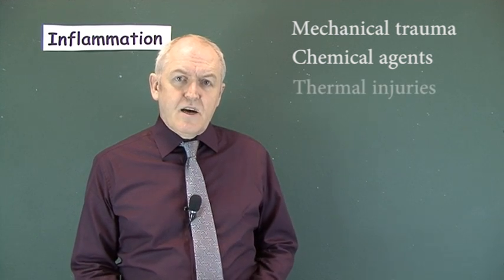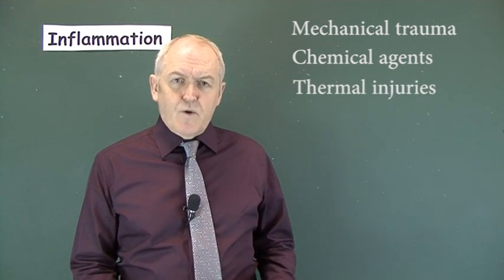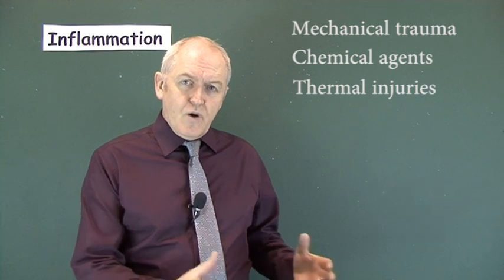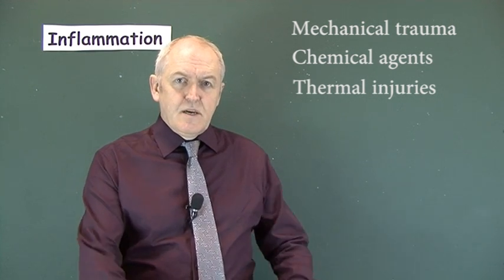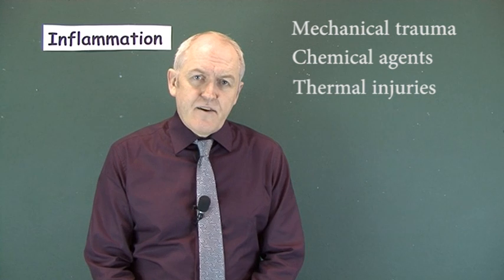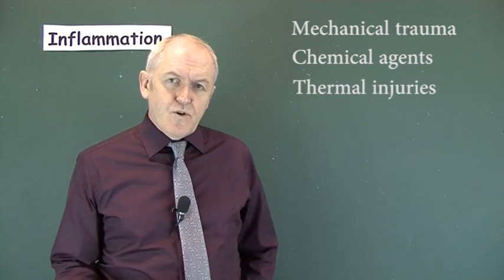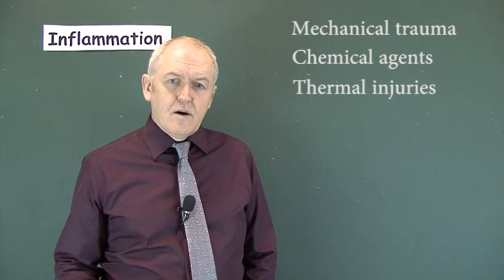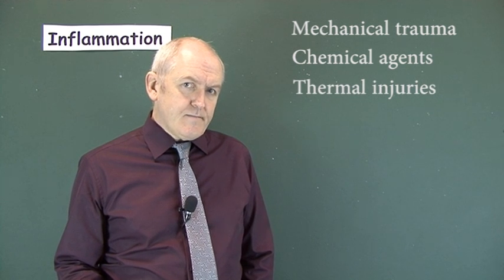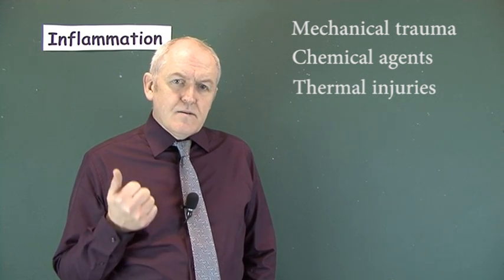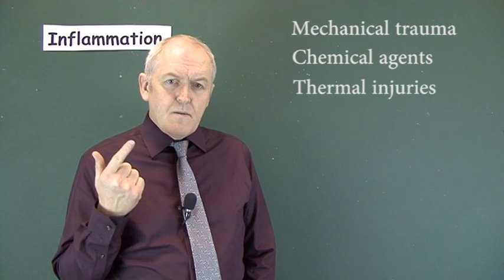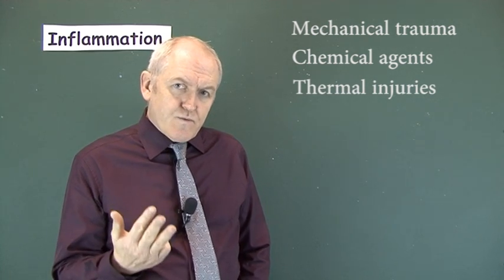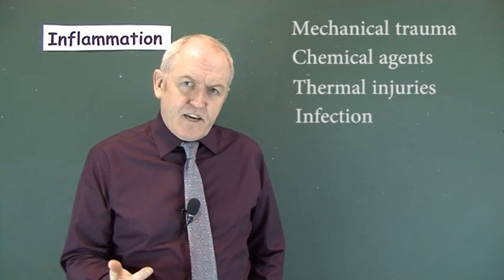The next causes are thermal, and that's quite obvious. When the tissues are too hot, they're going to get burnt, and when they're too cold, they can get frostbite. So thermal causes of inflammation, too hot or too cold. So mechanical, chemical, thermal. The next one we want to look at is infection.